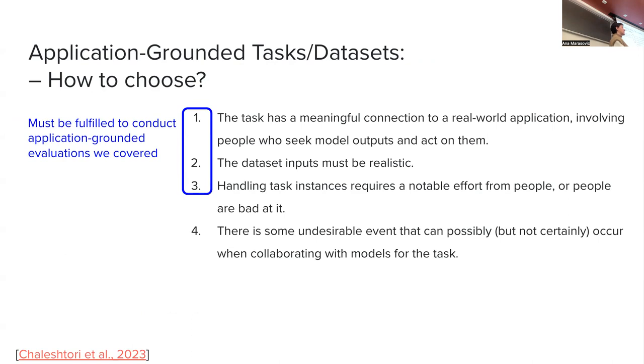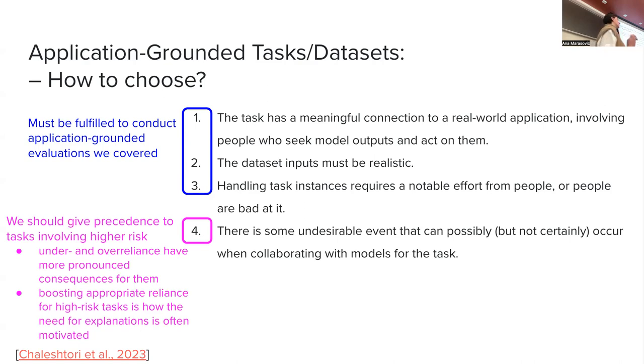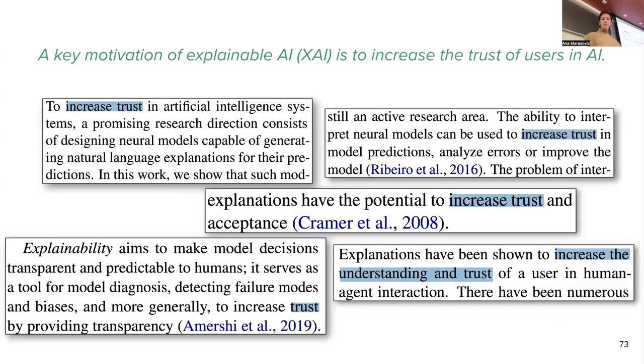We have said that there are some experimental setup choices we need to make in terms of choosing the data, choosing the task, such that we have meaningful evaluations of appropriate reliance and human-AI team performance. And although not necessarily, I have also urged you to use tasks that are more high risk, where typically we say the addition of explanations will be truly useful, will be remarkable, because if we can reduce over-reliance in those high-risk situations, that's perfect, right? That's what we want to do in the world.